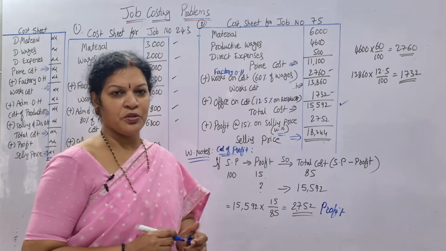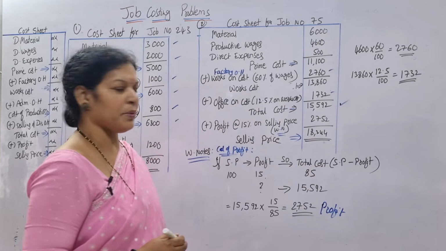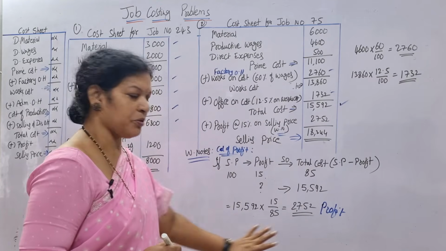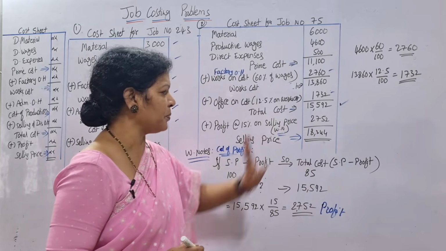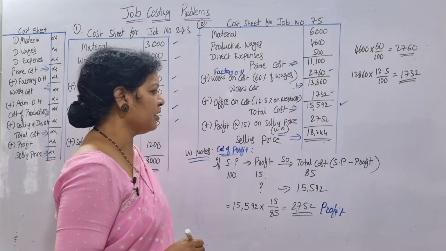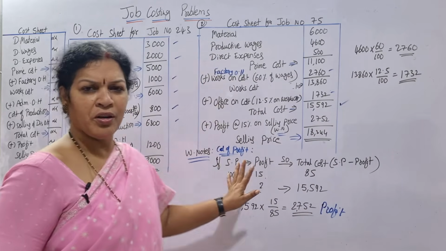Total cost is this much, you know. To this, profit is 15% on selling price. This calculation we have shown. 15% on selling price comes to 2,752 as per this. Now total selling price is here 15,344. So simple problem. Cost sheet we have prepared.